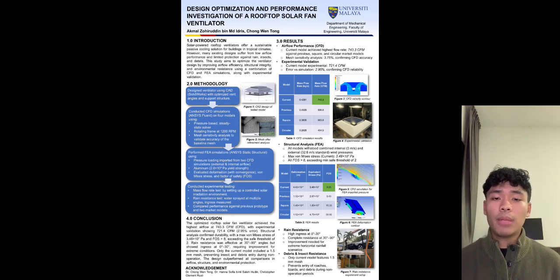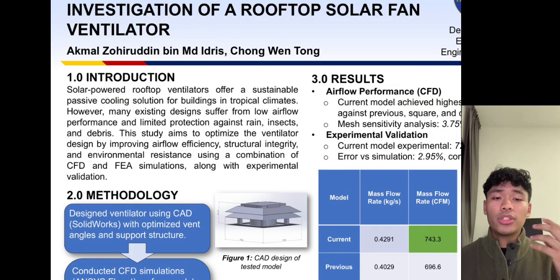Design Optimization and Performance Investigation of a Rooftop Solar Fan Ventilator. This project was supervised by Professor IR Dr. Chungwen Tong.